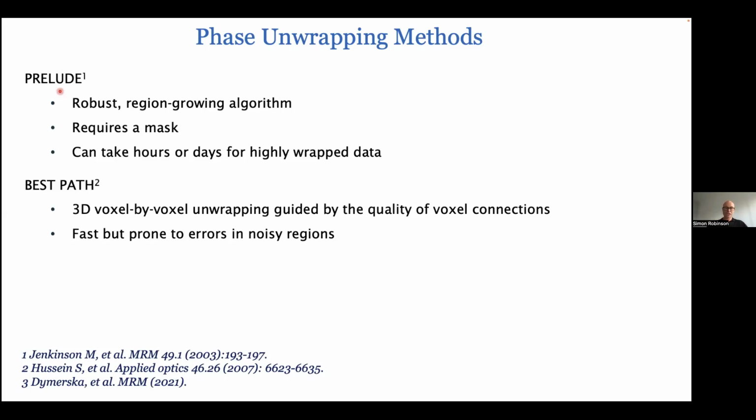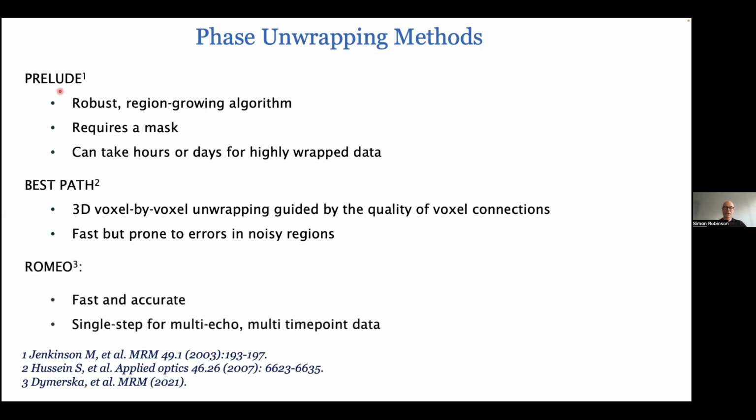So we've developed a method which is most closely related to Best Path, which the developer called Romeo, because it was implemented in the Julia language. And this is fast and accurate. And it's also a single step for multi-echo and multi-time point data. So basically, you only have to unwrap either one echo or one time point.